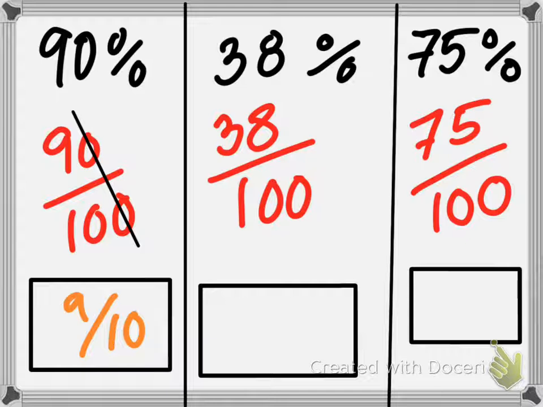Just cross off the matching zeros. If they both end in zeros, boop, those zeros are gone. This works anytime. If they both end in zeros, you can just cross off those zeros.